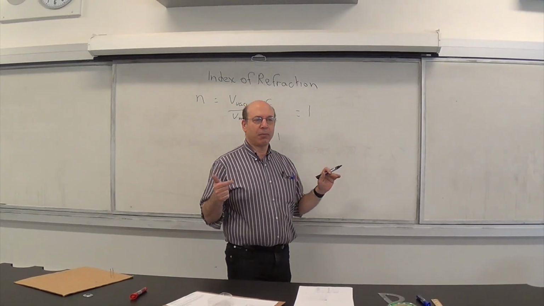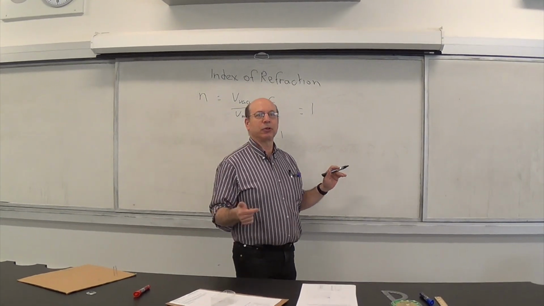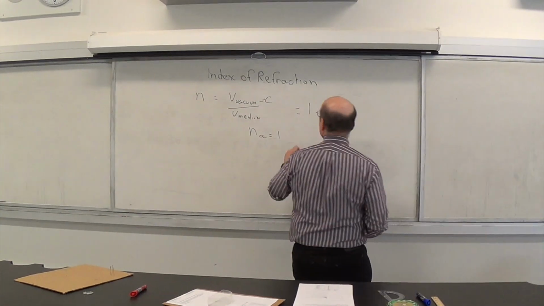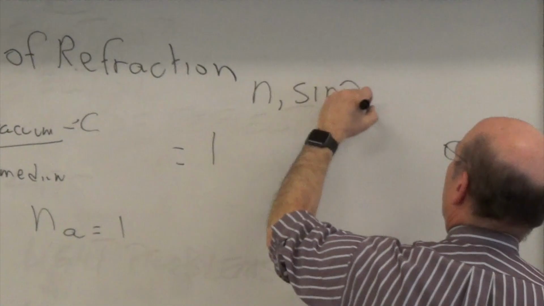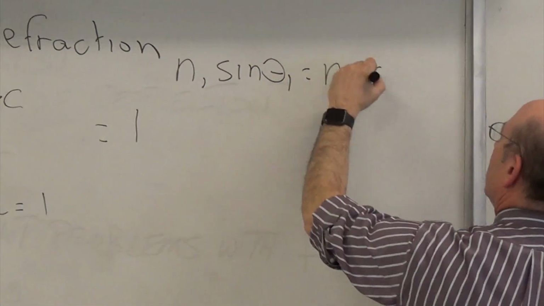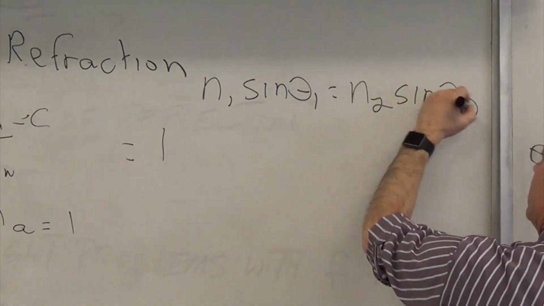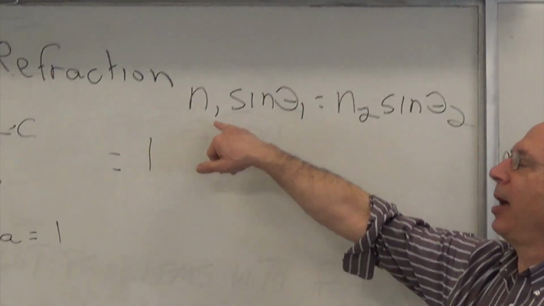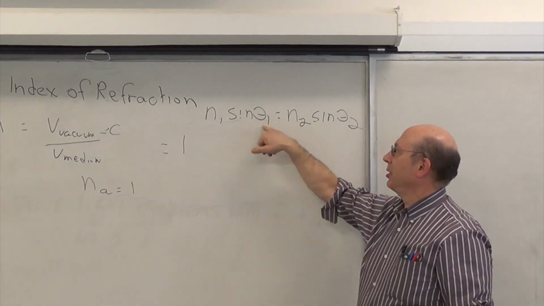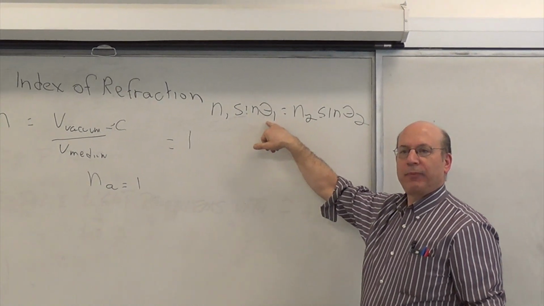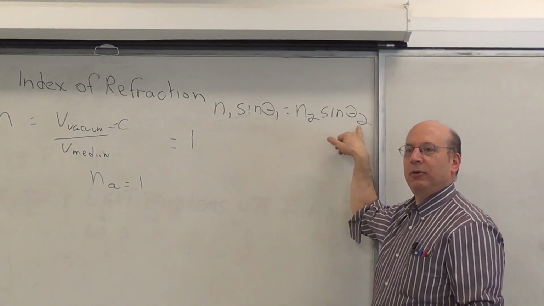It's based on a formula called Snell's formula, which you see in your reference table. It says n1 sine theta 1 equals n2 sine theta 2. Whereas n1 and n2 are the index of refraction for the two different media. The sine theta 1 would be the incident angle, sine theta 2 would be the refracted angle.